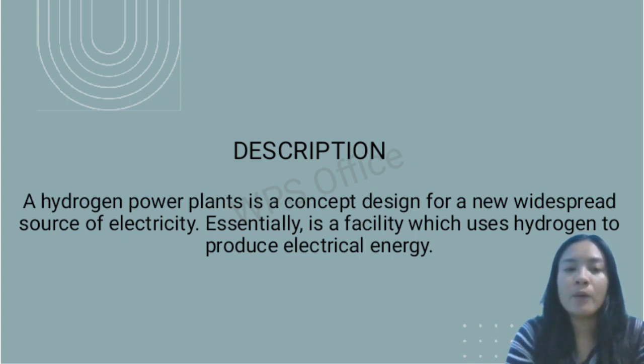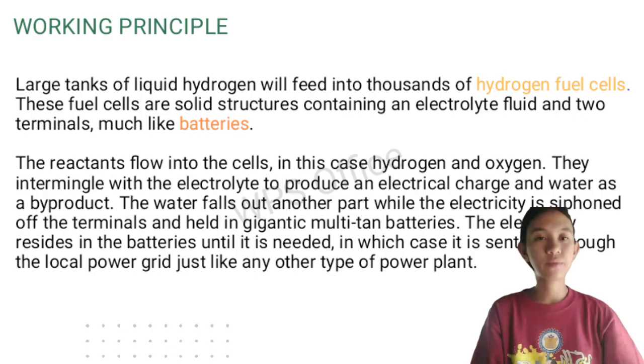A hydrogen power plant is a concept designed for a new widespread source of electricity. Essentially, it is a facility which uses hydrogen to produce electrical energy. It means that hydrogen is an energy carrier that can deliver or store a tremendous amount of energy. Hydrogen can be used in fuel cells to generate electricity or power and also heat.